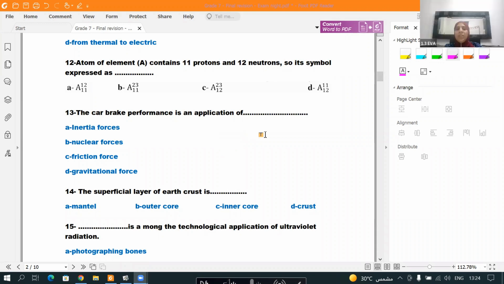Yes, because guys, usually the symbol of the element is symbolized by letters. The first letter is capital, and if we have a second letter, it will be small. So here we have A. And usually we write the atomic number, which is the number of the protons, at the bottom of the letter, and the mass number, which is equal to the number of neutrons plus the number of protons, which is 23 here, at the top of the letter. And finally, this is the sodium element.